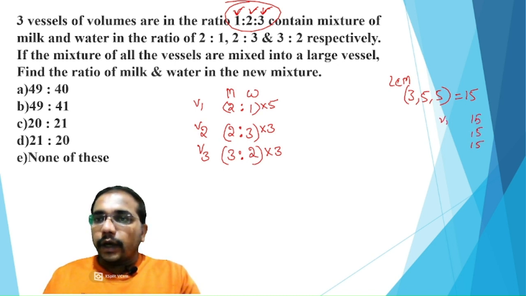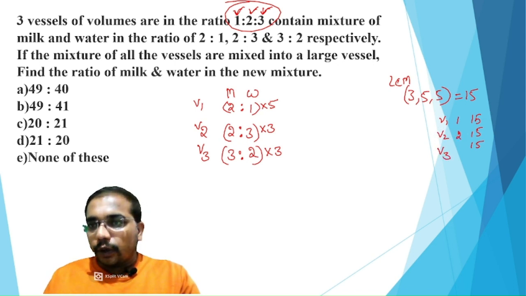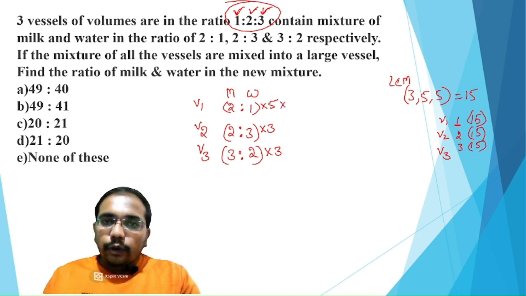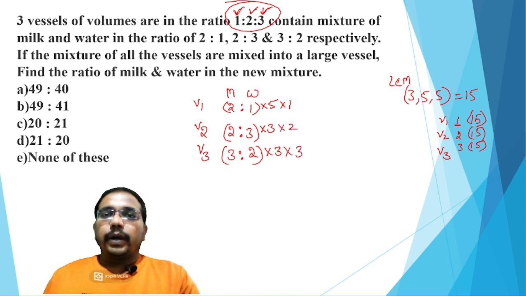But if you are multiplying with 5 here, 3 here, 3 here, every vessel is containing 15, 15, 15. But vessel 1, vessel 2, vessel 3 must be in which ratio? 1, 2, 3 ratio, right? That means vessel 1, 15 into 1, vessel 2, 15 into 2, vessel 3, 15 into 3 we need to do. That is, volumes 1, 2, 3 you need to multiply.